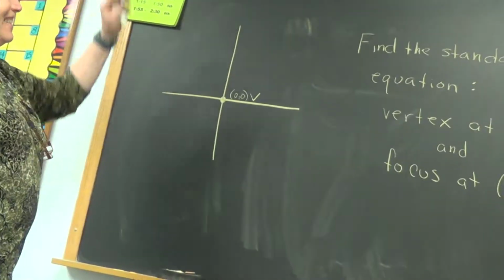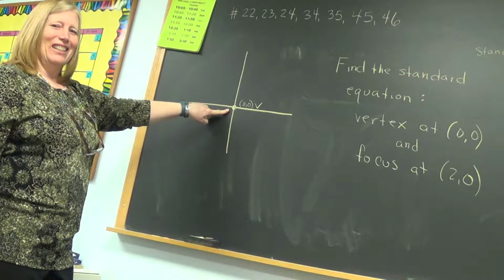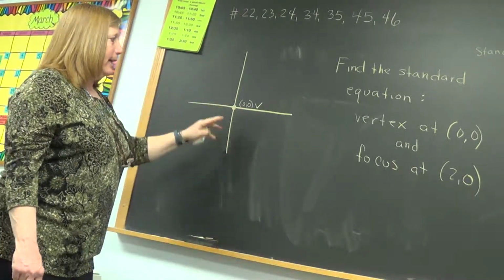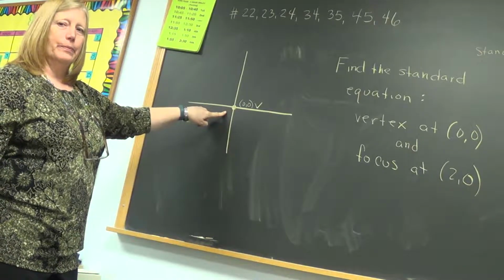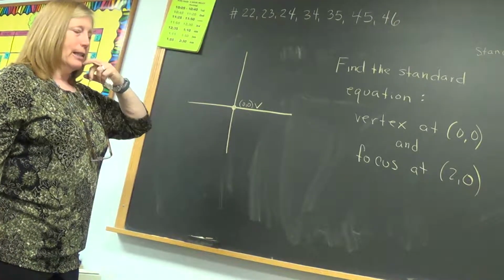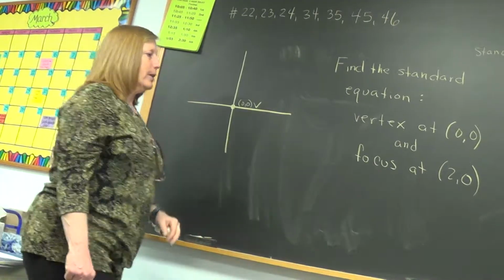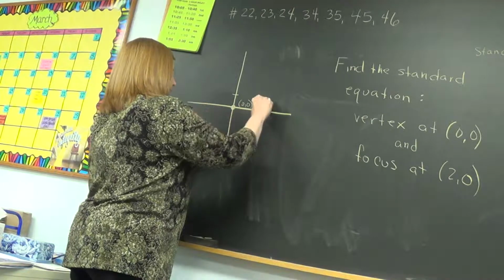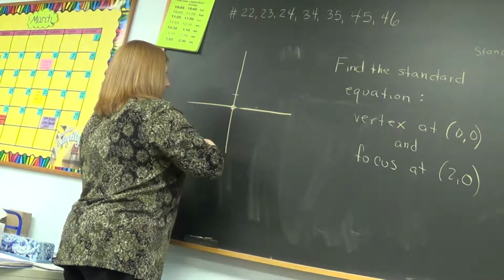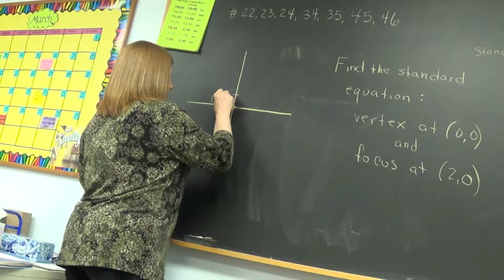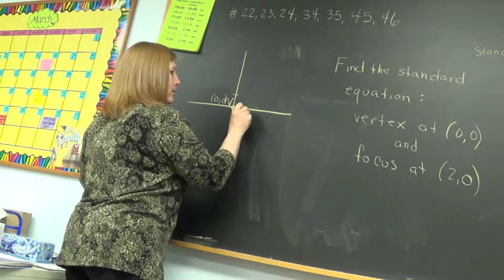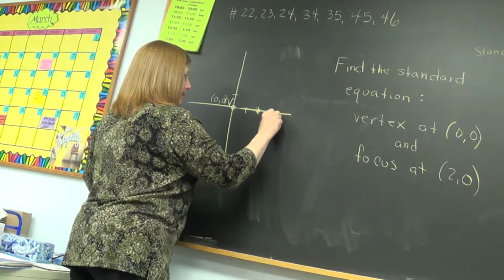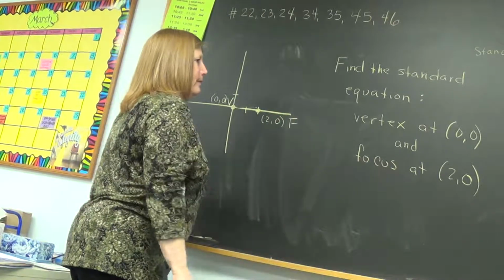Here's the vertex. Go ahead and draw your coordinate plane and mark the vertex that's given. I mark it with a V so I can remember. And find the focus, and that's at 2, 0. I'm going to move my marking on the other side, because 0, 0, and V for vertex, and 2, 0 is my focus.